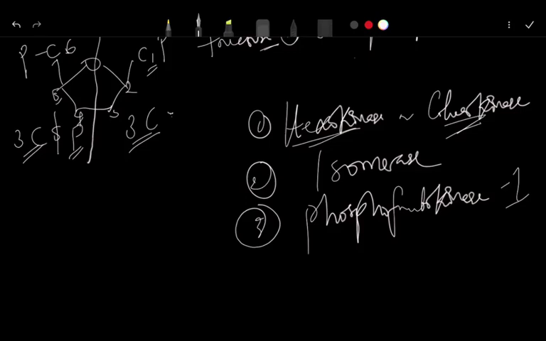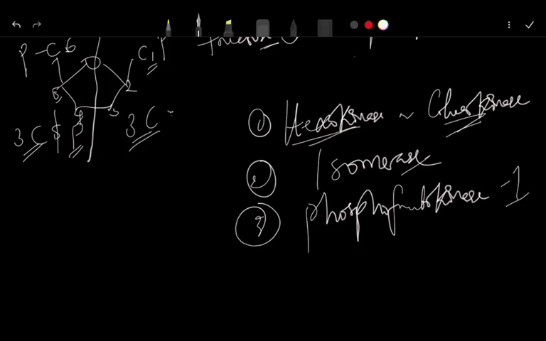Then we try to split. We notice that it's not symmetrical, so we use our isomerase enzyme to make it symmetrical. Again, we discover that it's still not yet symmetrical. We now use the next enzyme, which is phosphofructokinase 1. This first enzyme is irreversible. This one is also irreversible. This one uses 1 ATP. This one also uses 1 ATP.